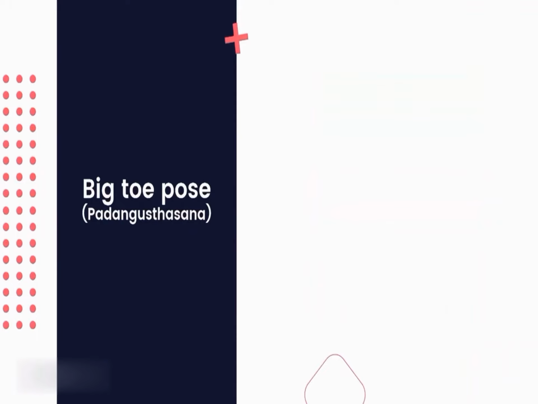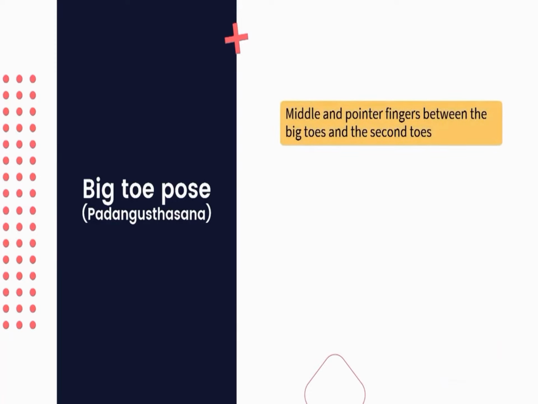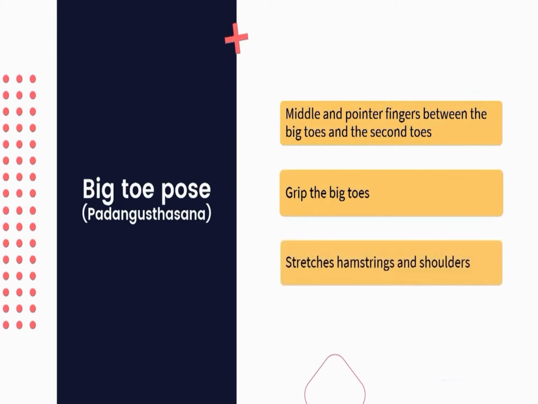Big toe pose, Padangustasana. Starting in your Uttanasana, standing forward bend, we move to big toe pose, Padangustasana. Slide the middle and pointer or index fingers, the peace fingers, of each hand between the big toes and the second toes. Grip the big toes firmly, wrapping the thumbs around the other 2 fingers to secure the wrap, so that as you bend your elbows, they reach to the side, not backward. Fold forward. This pose will stretch the hamstrings and the shoulders.